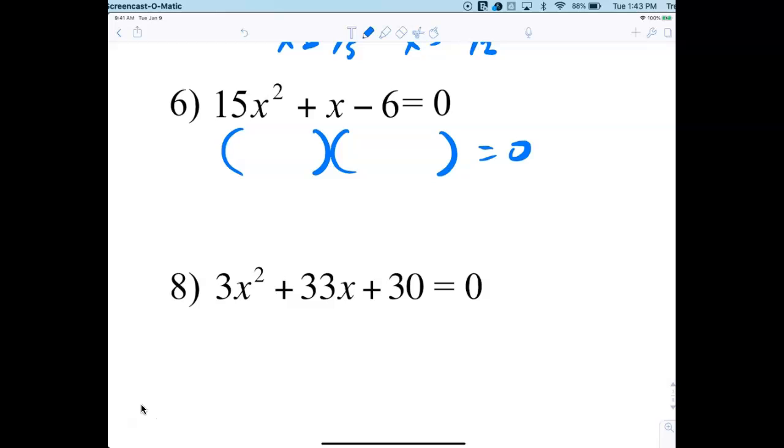All right, 15 has to be what? 5x and 3x. Now with 3 and 2, where does the 3 have to go? On the left, and 2 goes on the right, so I'm making 9 and 10. Yes, there you have it.